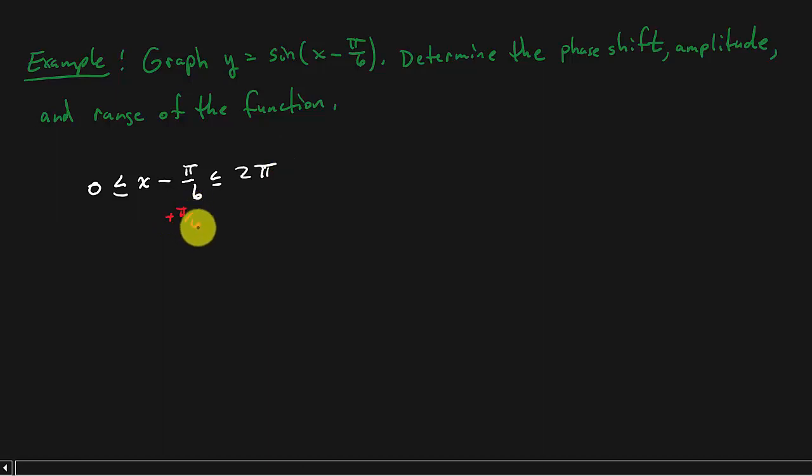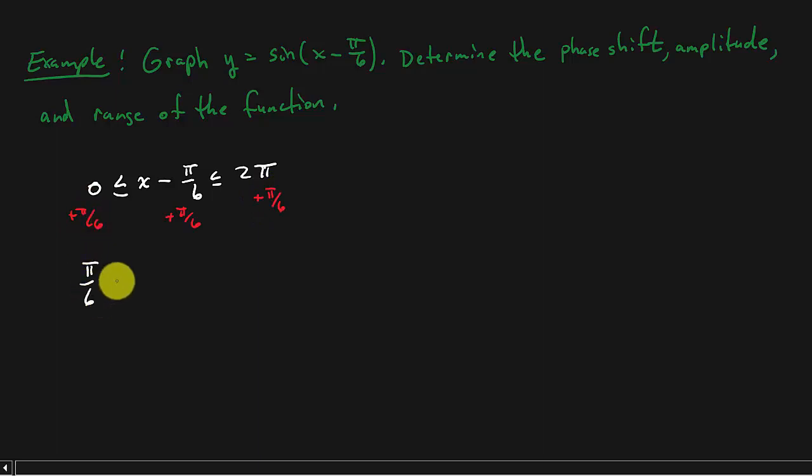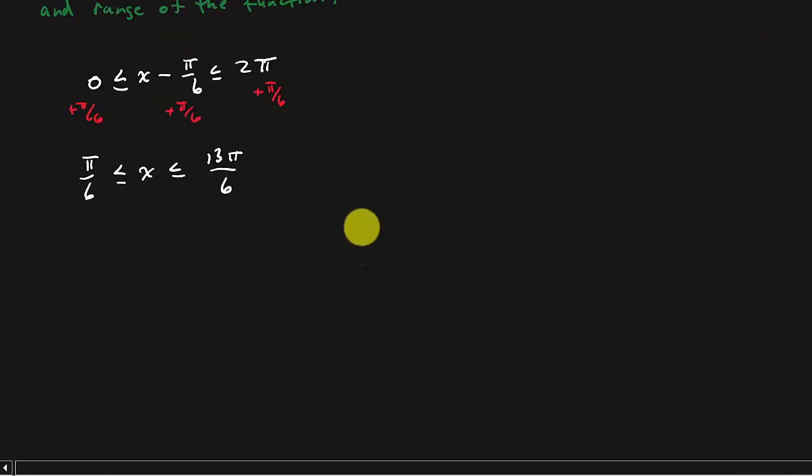So if I add pi over 6 to all three parts, I get pi over 6 less than or equal to x less than or equal to, let's see, what is that? That's going to be 13 pi over 6, 2 pi plus pi over 6. I'm pretty sure that's right, but I'm going to double check, because if I miss it, I will hear it in the comments. Yeah, 13 pi over 6. All right. So now let's graph this thing.